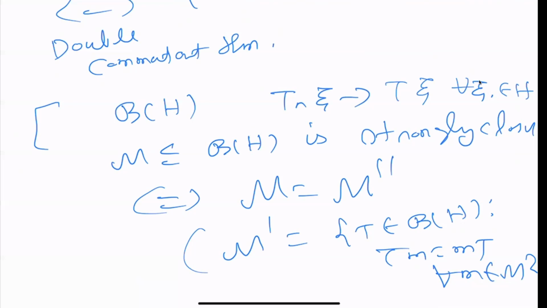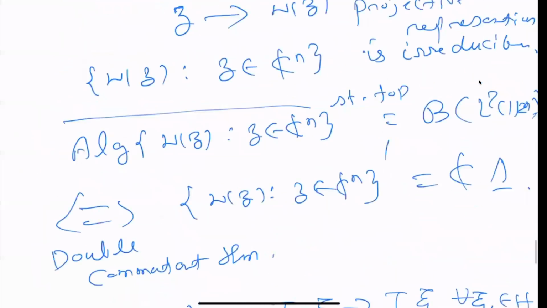So if M is B of H, that means it is equal to its double commutant. So its commutant should be C. Right? Or the strong closure of this is B of H. That means its commutant should be just C.